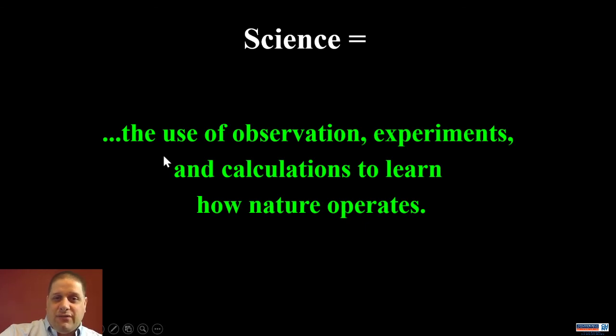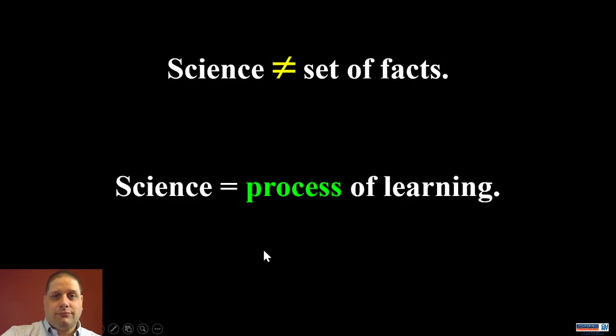So science is the use of observation and experiments and calculations to learn how nature operates. Science is not just a listing or set of facts, right? A lot of the basic facts about the world around us haven't changed. People 500 years ago knew what the world looked like almost as well as we do today, let's say. The facts did not change. But our understanding of those objects and how they were formed by different processes is what has changed. So science is an ongoing process through which we change our understanding of the world.